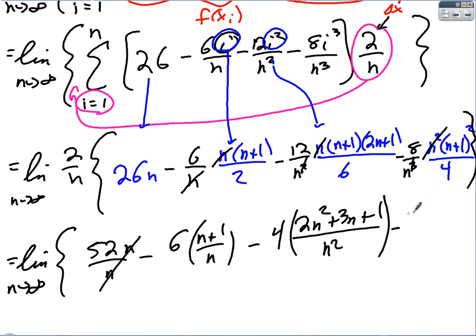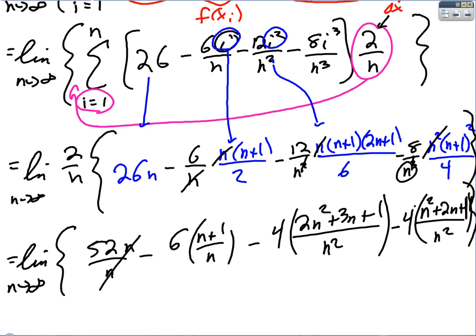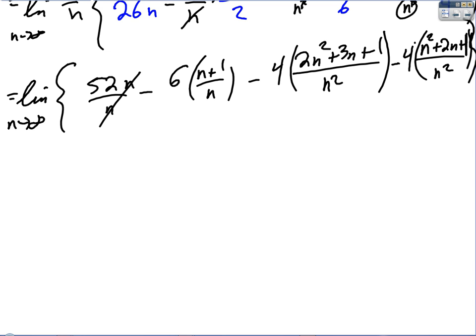Minus 4, good. And n squared plus 2n plus 1 over n squared. So I've got an n there times an n there. Does that all make sense? There's a 1 there. Wow, these things get long, don't they? Okay, but it's getting better.